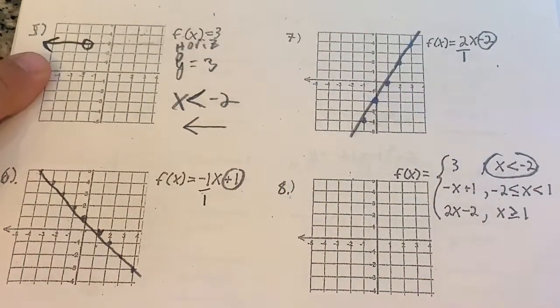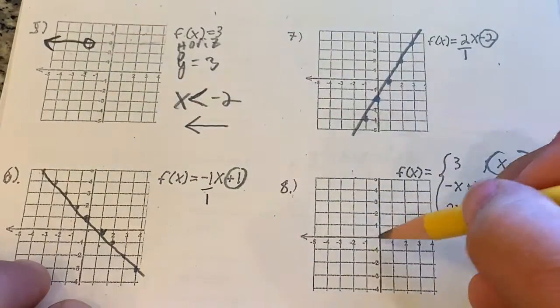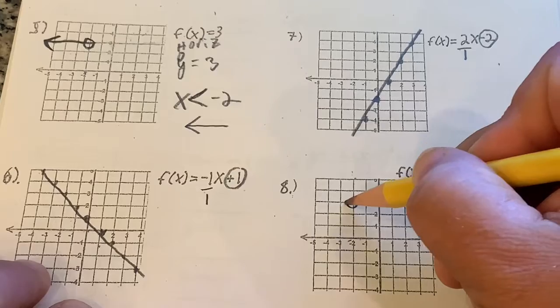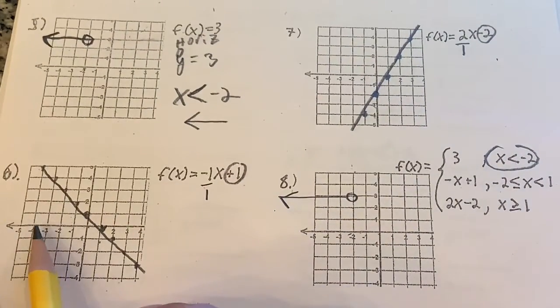I'm going to transfer that graph over to graph 8. I go to negative 2, positive 1, 2, 3. It's an open circle, and it's a horizontal line going to the left. My next graph, number 6.